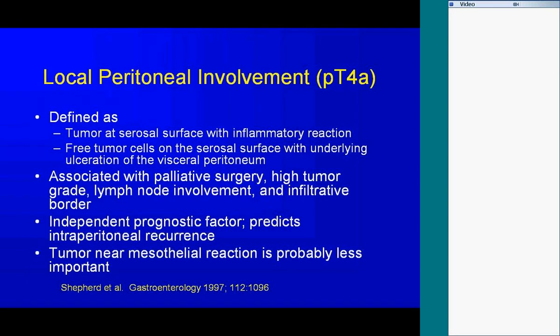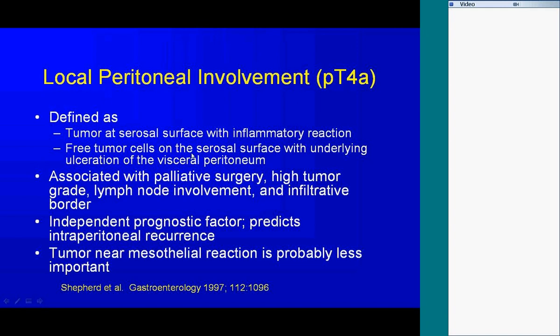But getting back to this local peritoneal involvement, there's a difference of opinion as to whether, if you have tumor near a serosal surface but with a mesothelial reaction, that should count as a positive serosal involvement. Most pathologists reserve the T4 category, T4A, for lesions with tumor at the serosal surface, and you usually do see an inflammatory reaction. So if you just have tumor nearby, it's probably less important, but you may wish to report that. There's a difference of opinion, but most pathologists err on the side of being conservative here.